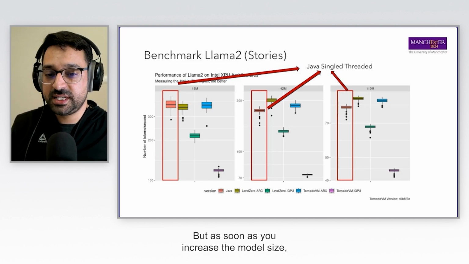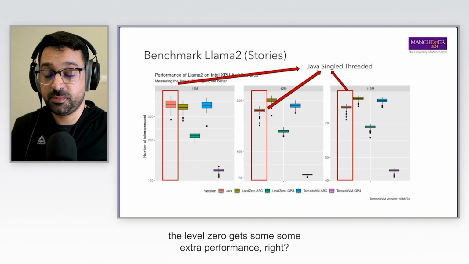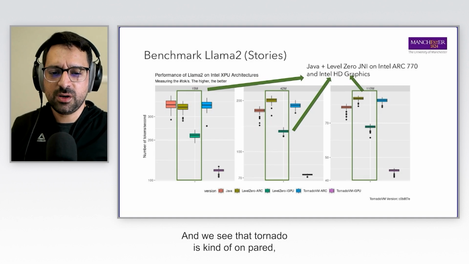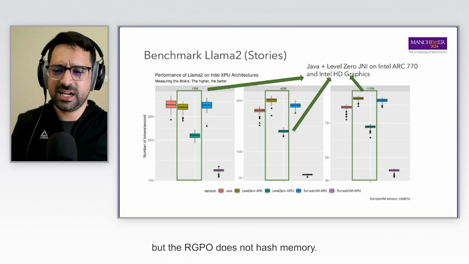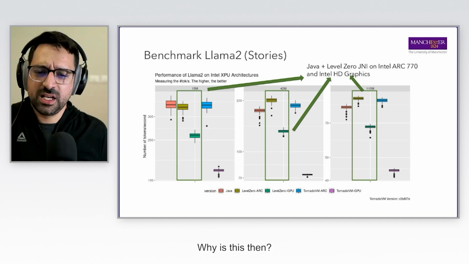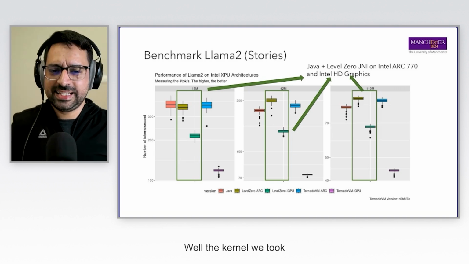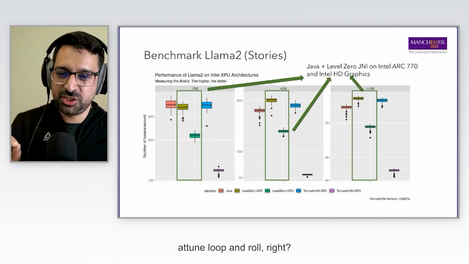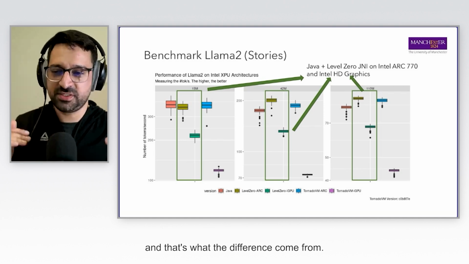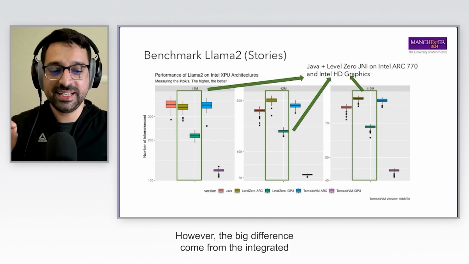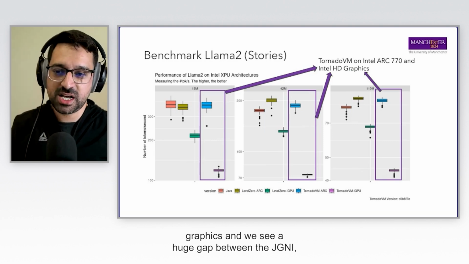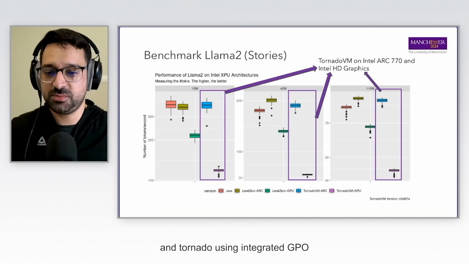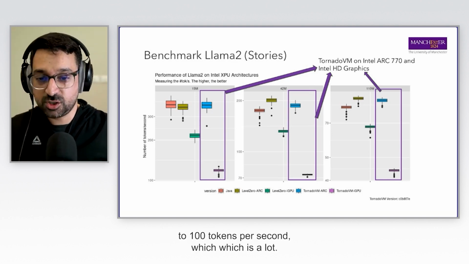But as soon as you increase the model size, Level 0 gets some extra performance, right? Especially the medium model and the large model. And we see that Tornado is kind of on par, but the ARC GPU does not have shared memory. Why is this then? Well, the kernel we took for the Level 0 port is using loop unrolling, right? That Tornado doesn't have, and that's where the difference comes from. However, the big difference comes from the integrated graphics. And we see a huge gap between the Java JNI using the integrated GPU and Tornado using the integrated GPU. It's actually losing close to 100 tokens per second, which is a lot.